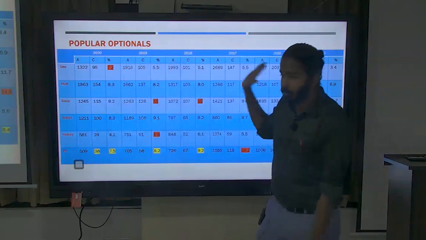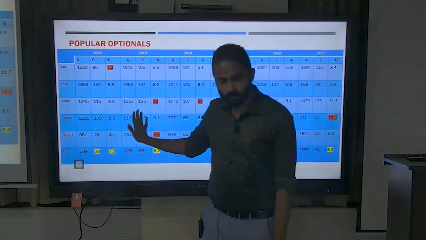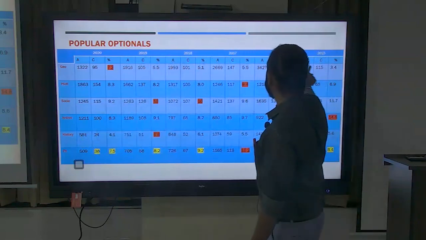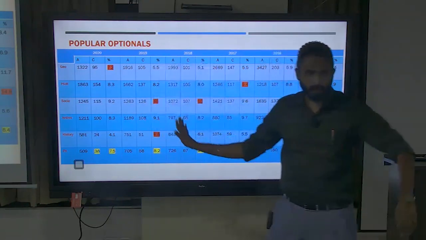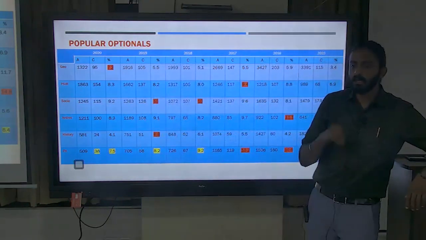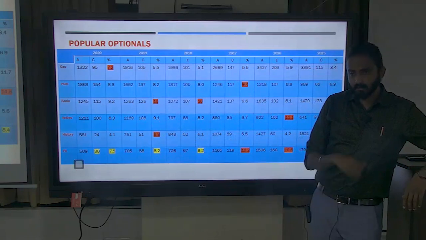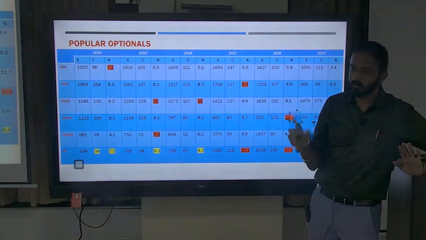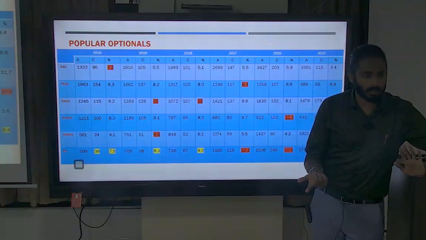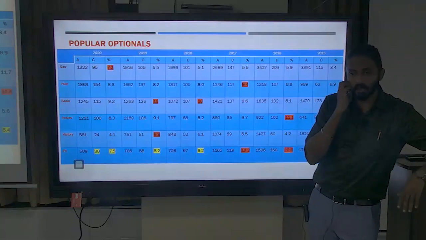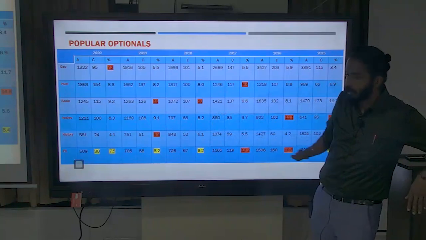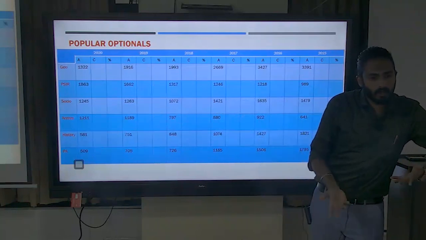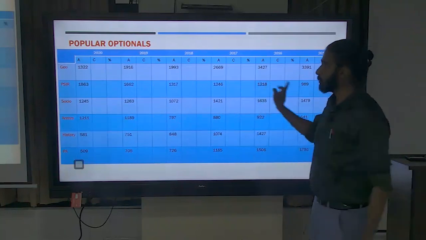So this is the objective evaluation of optionals. Over the last 5-6 years, I'm showing the data, and I'm telling you that if you take public administration, there is no discrimination. All optionals are like this. And as I said, there will be some normalization, maybe that is how they are doing it, but all optionals they are giving kind of equal priority only. So this is the objective analysis.